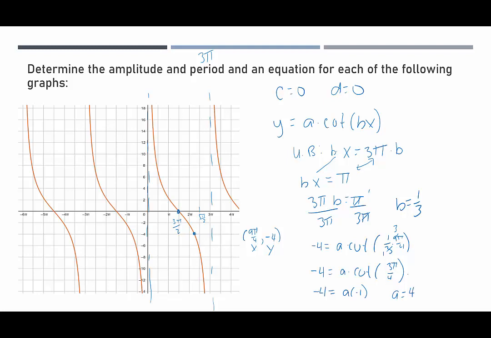So now we have all of the ingredients we need to write this equation. We know that the amplitude here is 4. We know that the period is 3 pi. And we know that the equation of this graph is given by y equals 4 times cotangent of, what was b? 1/3 times x, or you could put x over 3. So those are the 3 pieces of information that were being asked, and we did it. These have been examples of looking at cotangent and tangent graphs.